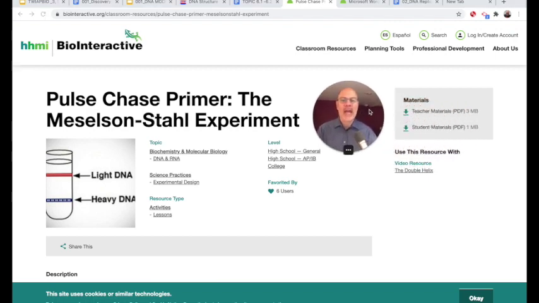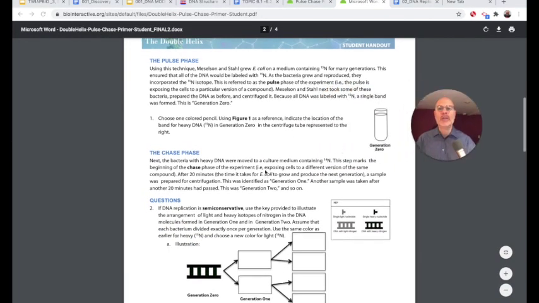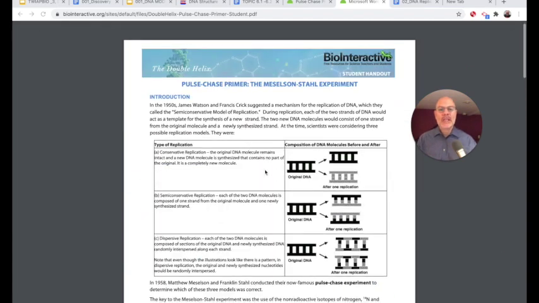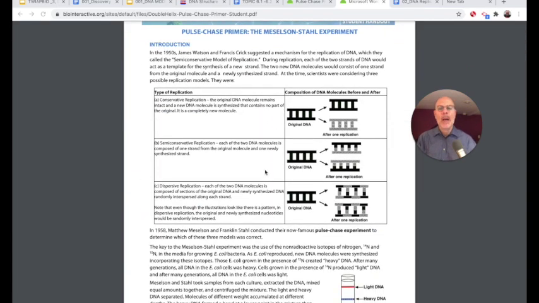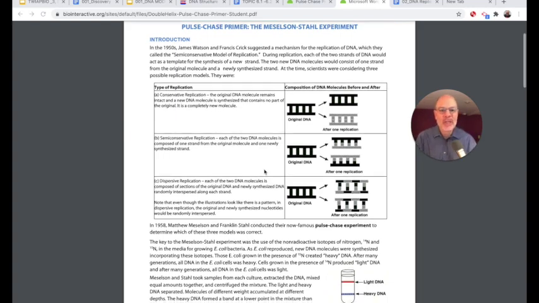And HHMI has the greatest material, and here's what that activity is like. It's a PDF that you download and go over with your students, and basically it works them through the competing models that existed in the 1950s related to DNA replication and how it happened, and how Meselson and Stahl figured out a beautiful method by which they labeled DNA with radioactive nitrogen, heavy nitrogen, and then used that as a way to ferret out what the actual replication mechanism was.